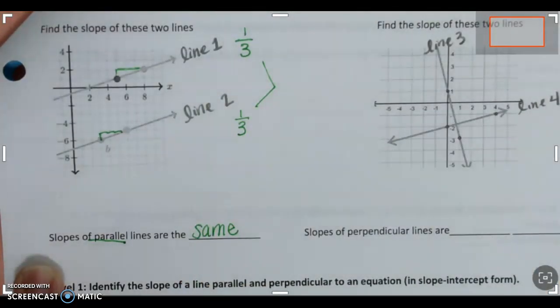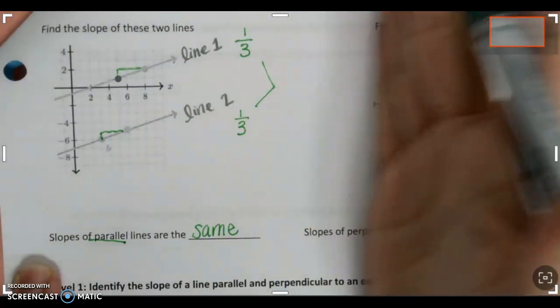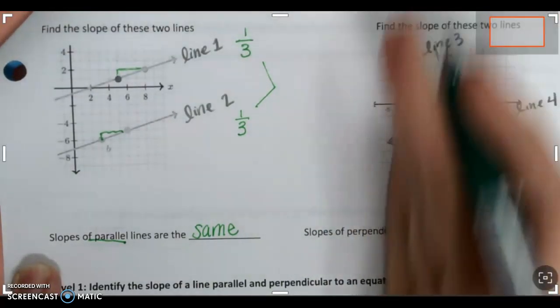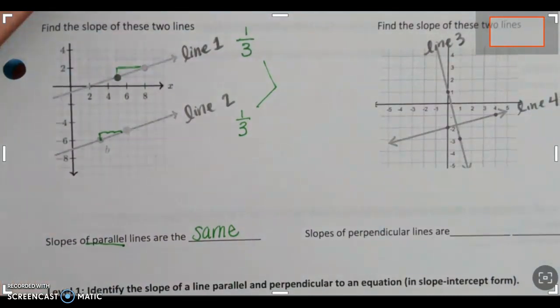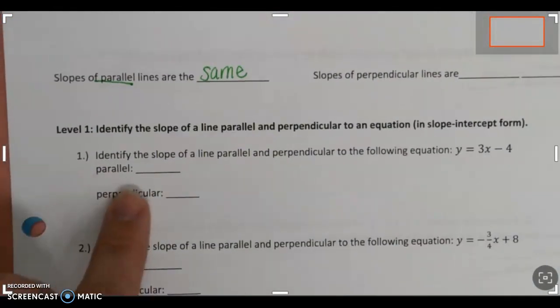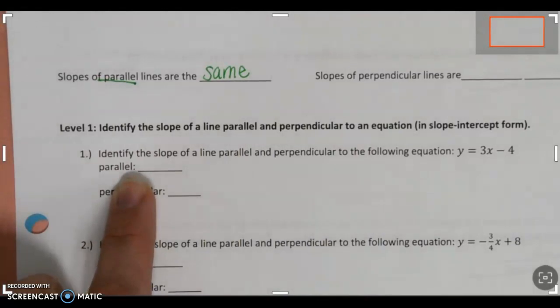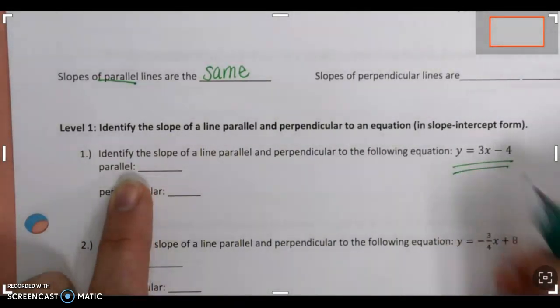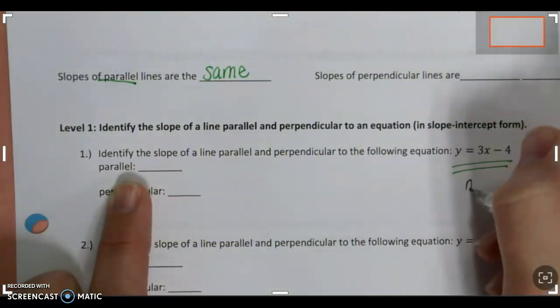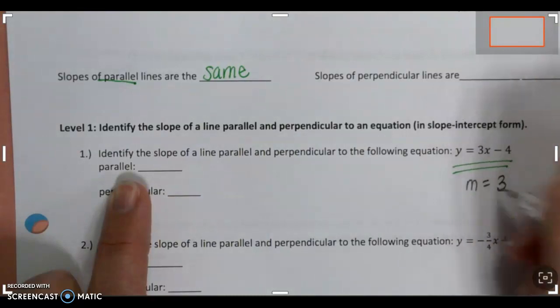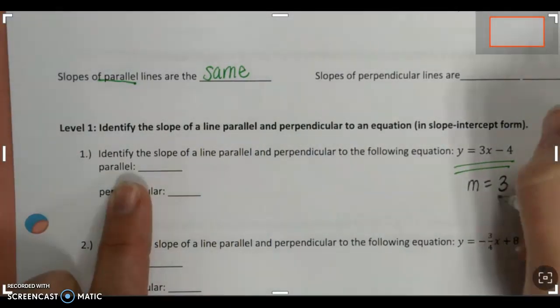Okay, so for example, let's stop right there. We'll come back to this side over here. Let's go through this just talking about parallel. Okay, number 1. Tell me the slope of a line parallel to this line. Okay, well, the slope of this line, are you all okay with this? That the slope is 3 over 1?